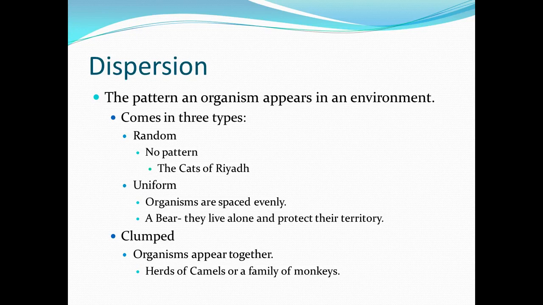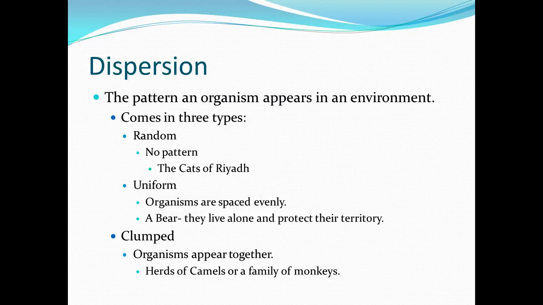So, dispersion basically says there are three different ways you tend to find organisms in their environment. The first one is called random. Random's easy to understand. That just means the animals go wherever they want. There's no real rule behind how they organize themselves. A lot of herbivores are this way. Deer can be this way, which is an animal from my hometown. The cats of Riyadh are an example, but I think some students in class pointed out this may not be as random as I think it is, because cats do tend to be a little bit territorial, so they might be more in the uniform category.